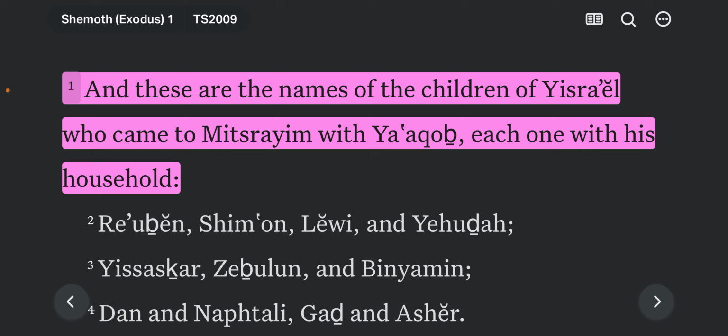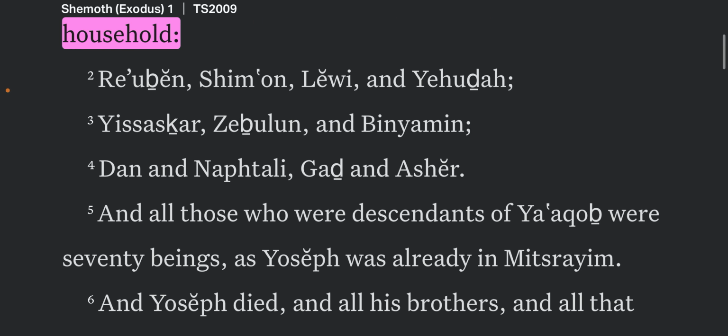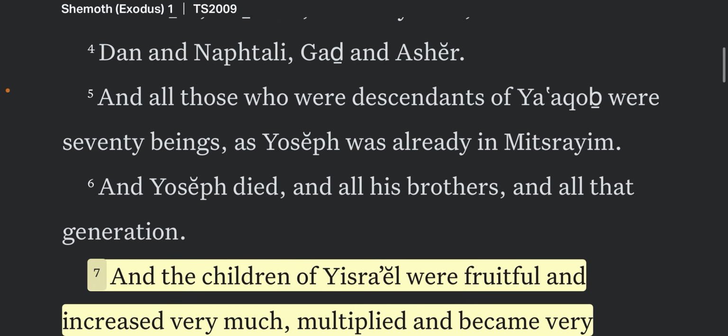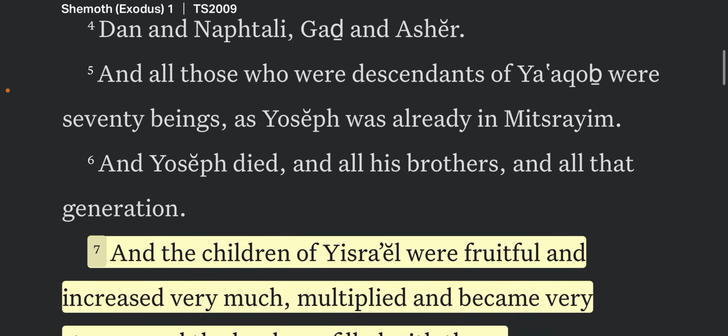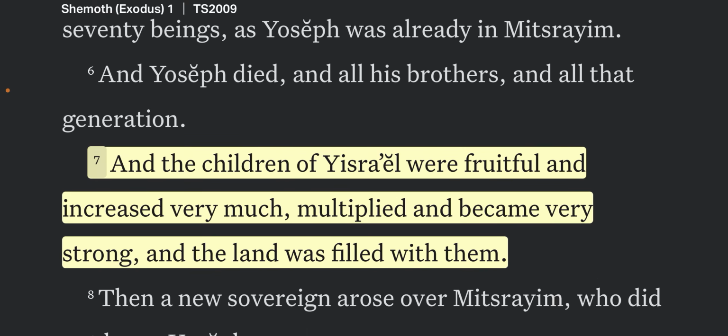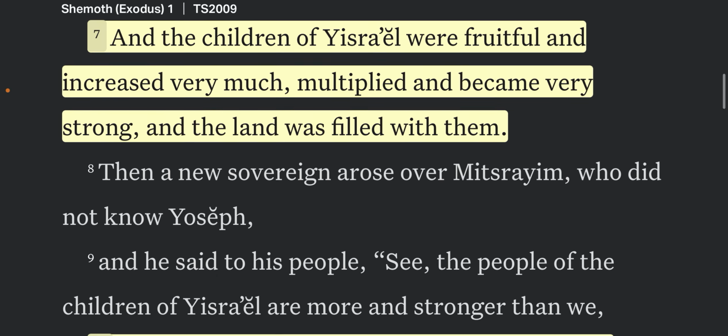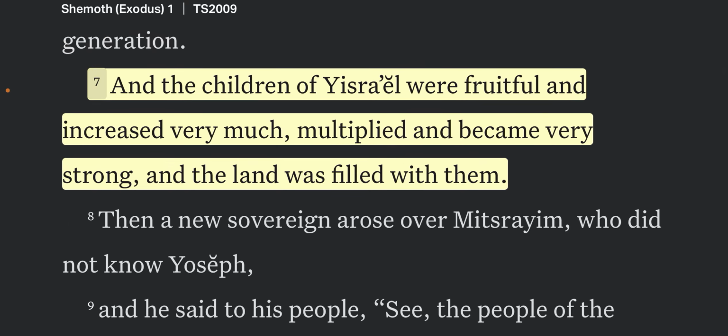Shemot begins in verse 1 as follows. And these are the names of the children of Israel who came to Mizraim with Jacob, each one with his household: Reuben, Shimon, Levi, and Yehuda. Issachar, Zebulun, and Benjamin, Dan and Naphtali, Gad and Asher. And all those who were descendants of Jacob were 70 beings, as Yosef was already in Mizraim. And Yosef died, and all his brothers, and all that generation. And the children of Israel were fruitful and increased very much, multiplied and became very strong, and the land was filled with them.